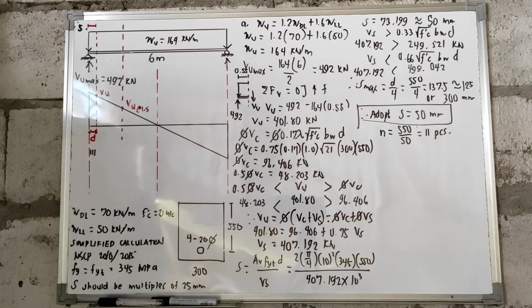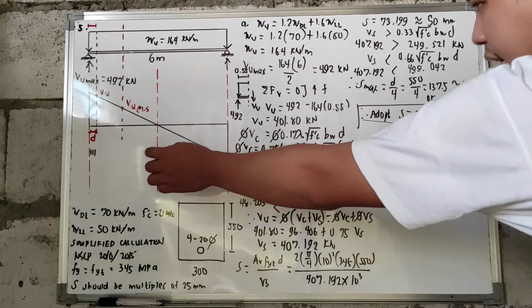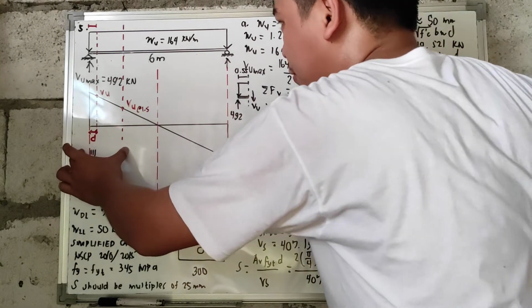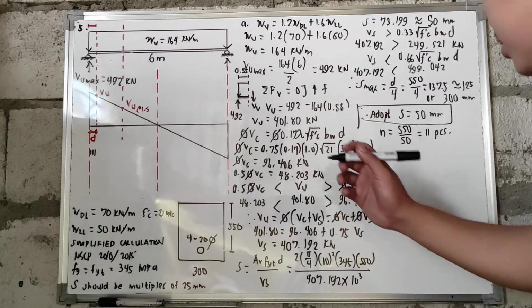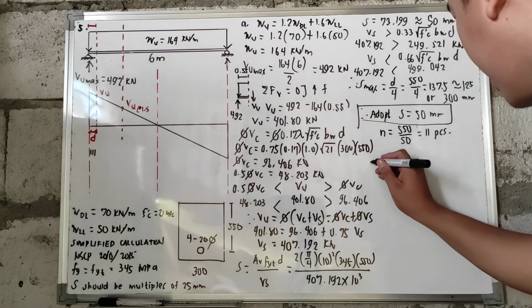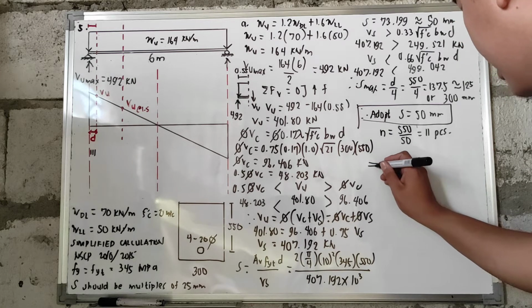So, for this one, same lang naman yung principle natin dito na gagamitin. So, same principle lang tayo na i-apply. So, mag-cutting section lang tayo dito para makuha natin yung value ng VU natin at 1.5 meter from the support. So, sir, paano po yun? So, that will look like this. So, magka-cut tayo dito. Magpapass tayo ng cutting section.